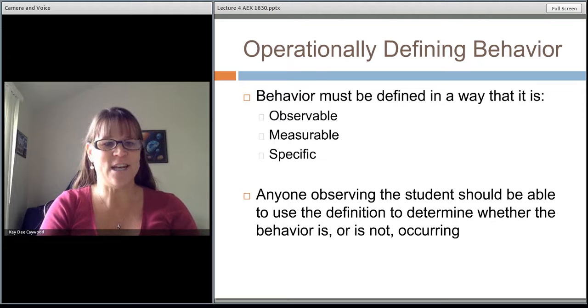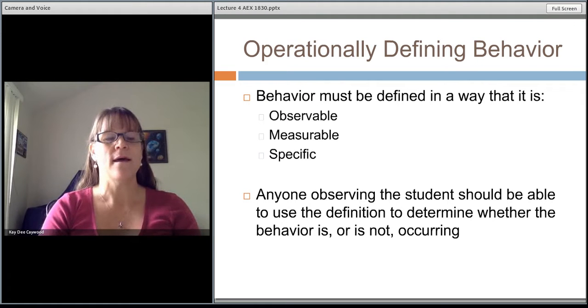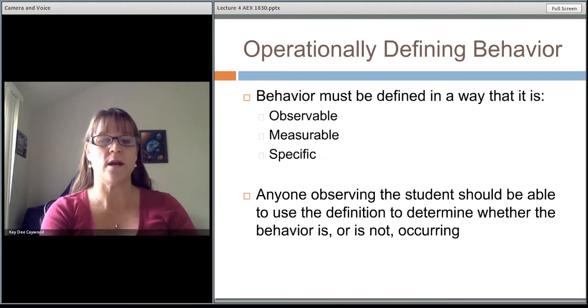So we don't want to say that Johnny is aggressive. We want to say that Johnny hits his classmates in the arm or the back with such force that it can cause a small bruise or redness. Very different, because what I may see as aggressive may not be the same thing that somebody else considers to be aggressive. But if you define it in a very specific way, then everybody knows that they're looking at the same thing. And it's very easy for individuals to say, yes, that is the problem behavior, or no, that's not the problem behavior. So you want to make sure that it's very observable and very specific.